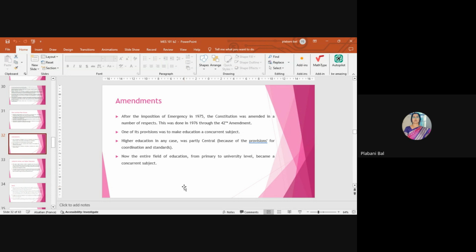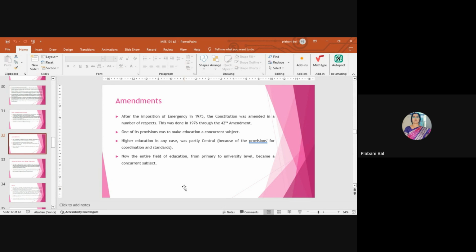The next part is what are the different issues related to higher education. Two main issues are identified here. One is the amendment issue, another is the judicial review issue. So, what is that amendment issue?